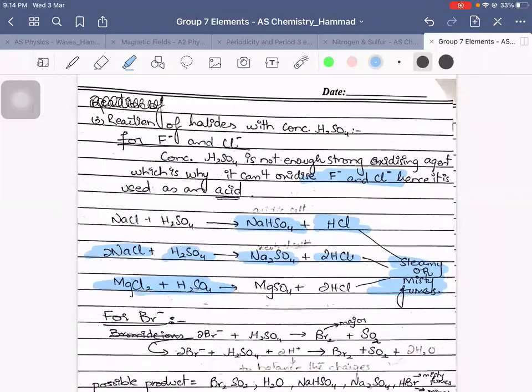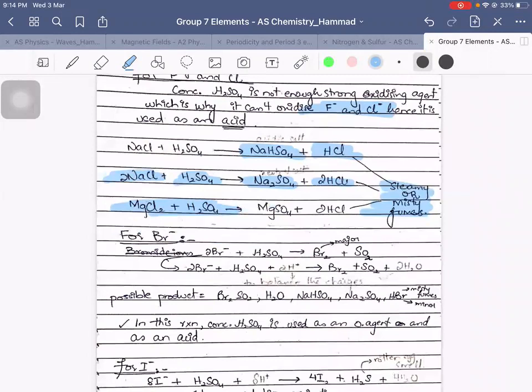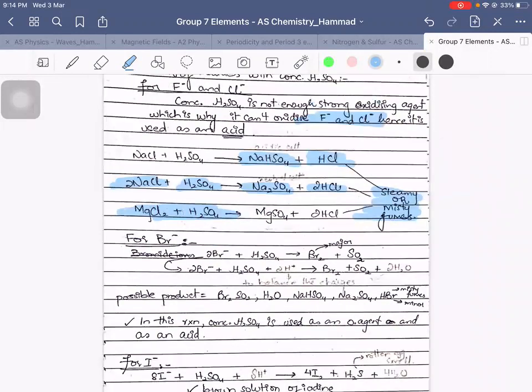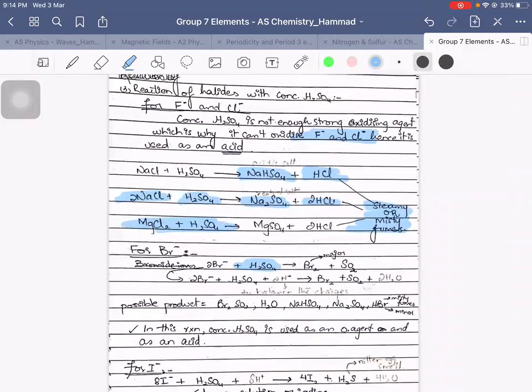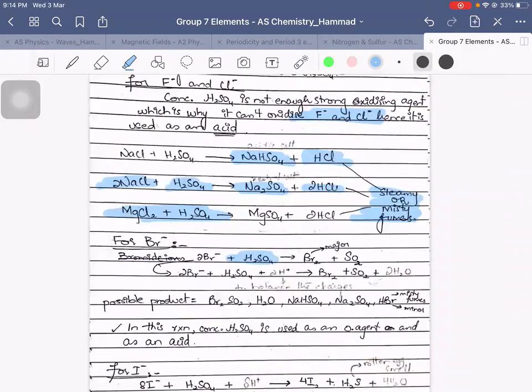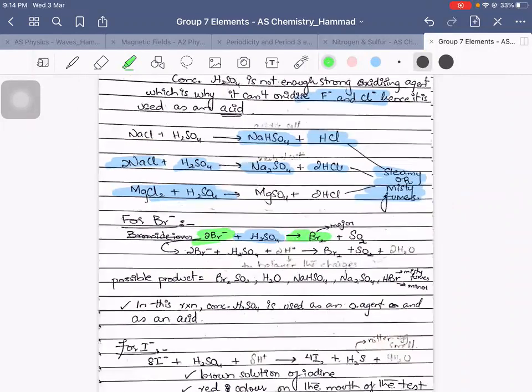However, with bromide, if you see, H2SO4 will act as an oxidizing agent because bromine is oxidized. If you check it out, for iodine, it is again acting as an oxidizing agent.